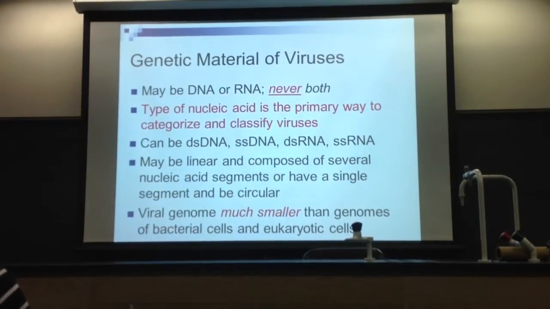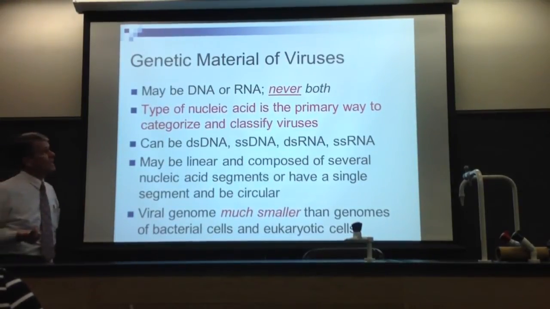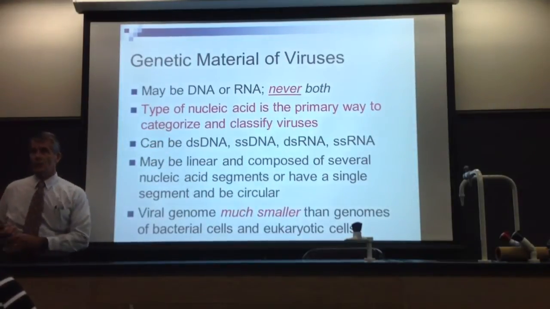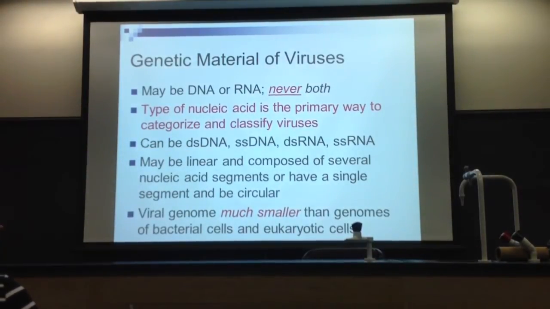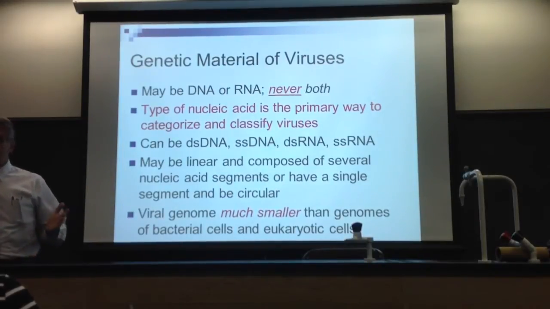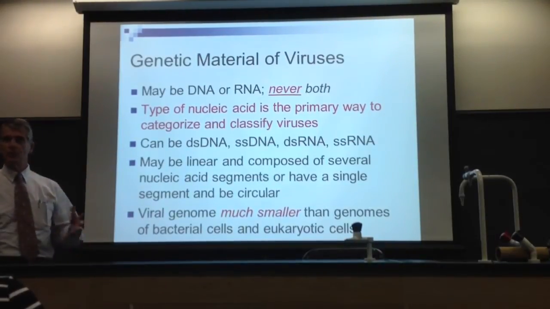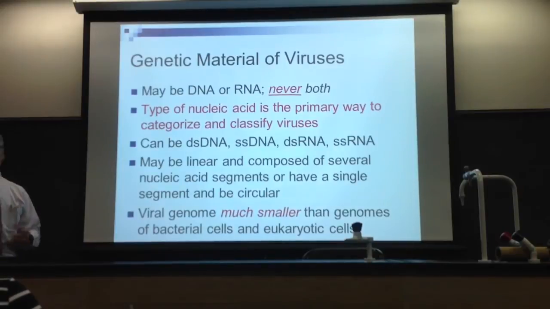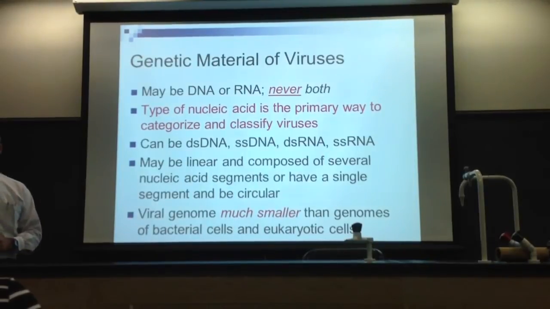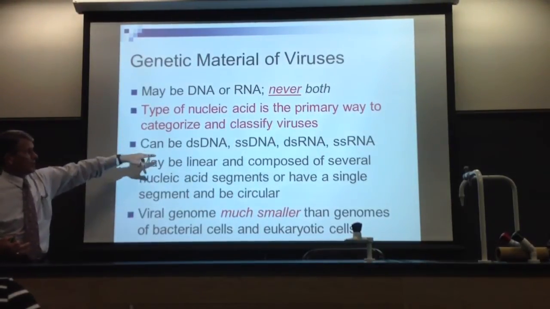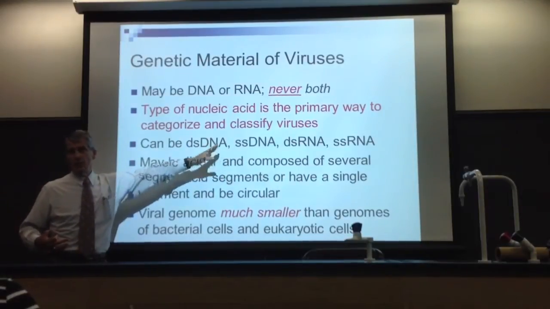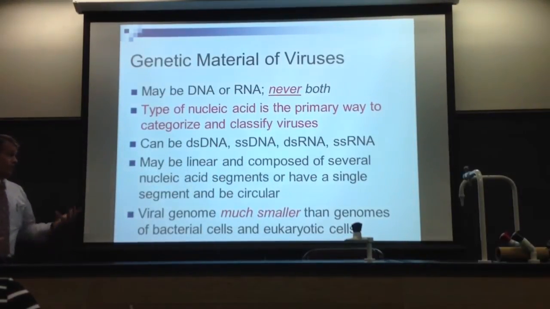I mentioned the genetic material is either DNA or RNA. This is the primary way that we classify viruses. If you were to take virology, they would probably break the course into two halves, RNA viruses, DNA viruses. Then you would study the diseases and the characteristics, because it was a medically oriented course, of these two different types of viruses. And I said they could be double-stranded or single-stranded, either DNA or RNA.